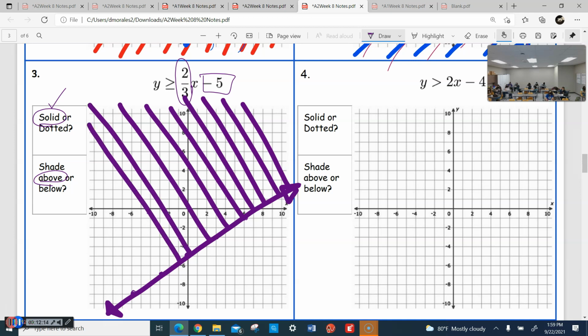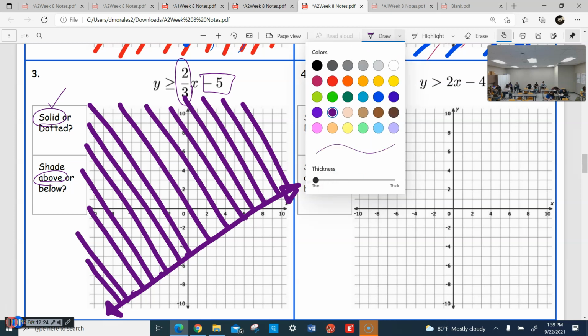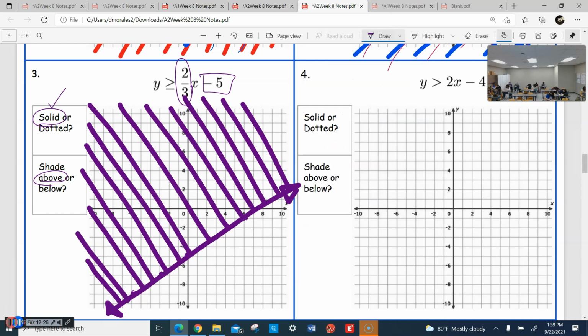Now I'm going to pick a test point just to make sure I shaded the right zone. And once again, my friend, the origin is in my test zone. So if I plug in the origin's coordinates into my inequality, I should get a true statement. 0, 0 are the coordinates I'm going to use for my y and for my x. So 0 greater than or equal to 2/3 times 0 minus 5.